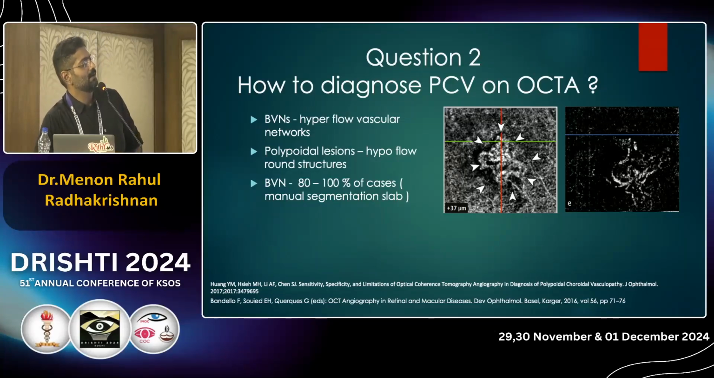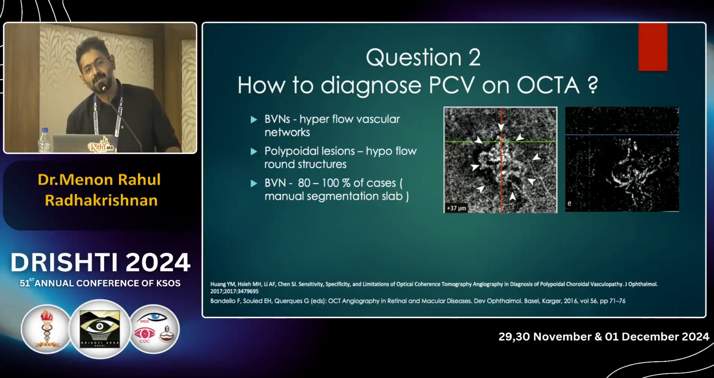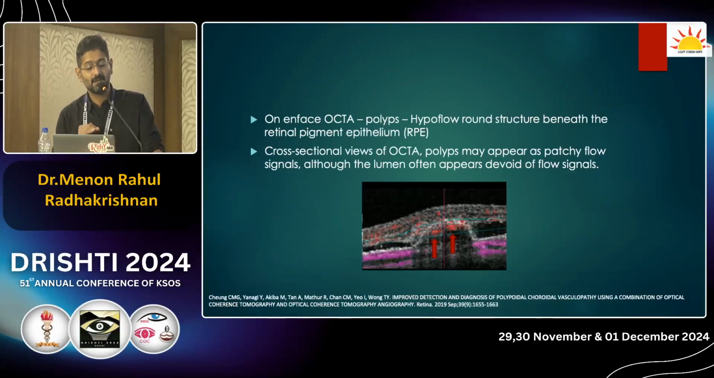So the branching vascular network appears as a hyperflow network in the NFAS image, and the polypoidal lesion will appear as a hypoflow lesion at the edges. So branching vascular networks can be seen in most of the automated segmentation slabs on the NFAS image, whereas the polyps are not usually picked up most often.